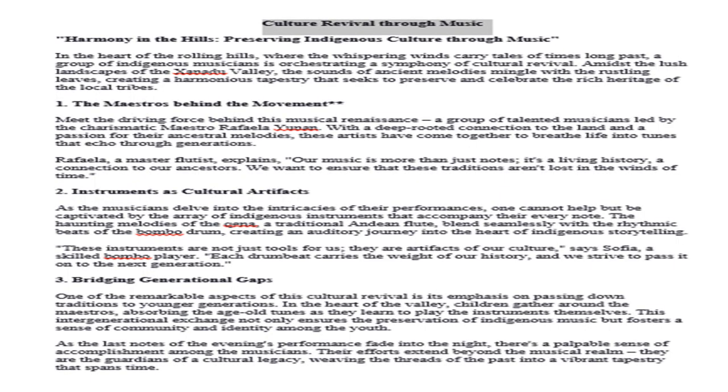In this, for instance, it's not about a person over here, it's about custom. So culture revival through music. Now, this is the first headline. You read it. Harmony in the hills. Preserving indigenous culture through music. Harmony in the hills, what it means. Harmony means solidarity, living together. In the hills means in the mountains, right?